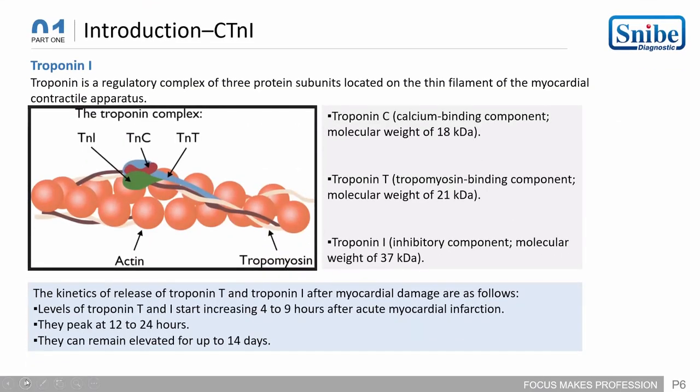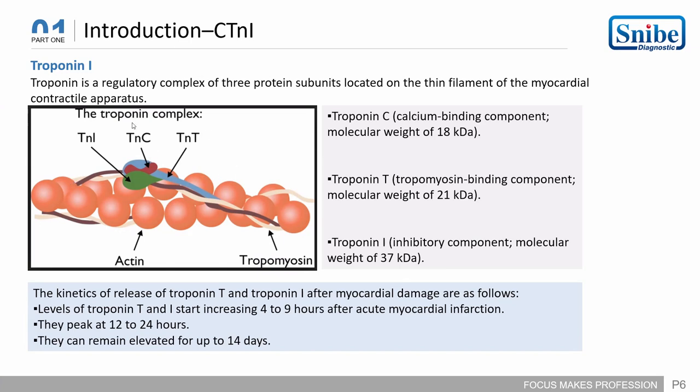If we talk about troponin, it is basically a regulatory complex of 3 protein subunits. These subunits form the thin filament of the myocardial contractile apparatus. So the troponin complex consists of troponin I, troponin C, and troponin T. The actin and tropomyosin combine, and then they produce that. Troponin T is a tropomyosin binding component with a molecular weight of 21 kilodaltons, troponin C is a calcium binding component, and troponin I is an inhibitory component with a molecular weight of 37 kilodaltons.